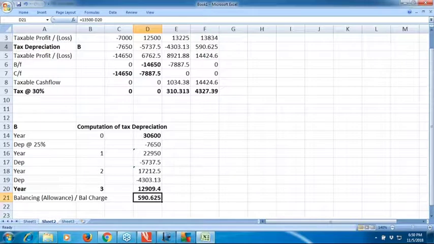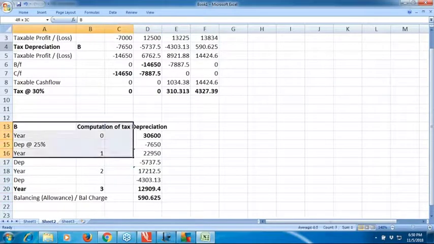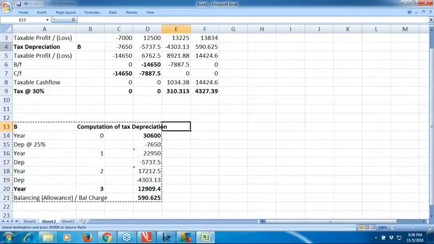Now somebody is asking, why did you stop the depreciation in year three? If you want, you can perform the depreciation in year four also. At the end of the day, you will get the same answer. I'll give you a brief demonstration of what happens if we do the same calculation for year four also.